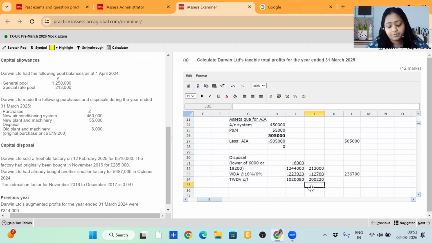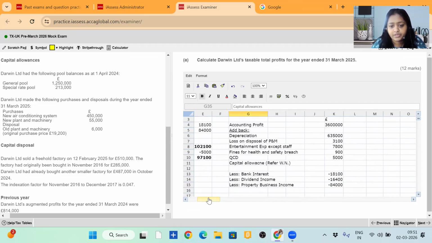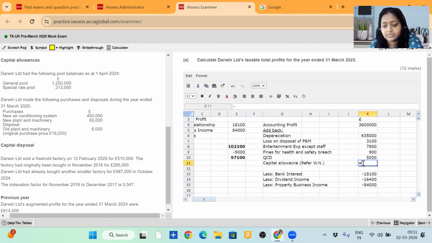We have got 10010, 20080 and 2002220, and get the capital allowances total that you will take to the adjusted profits calculation. So we have capital allowances of 6741700 and link it now. Now don't forget that you will not link it, link it.